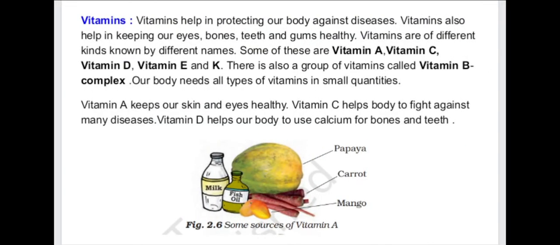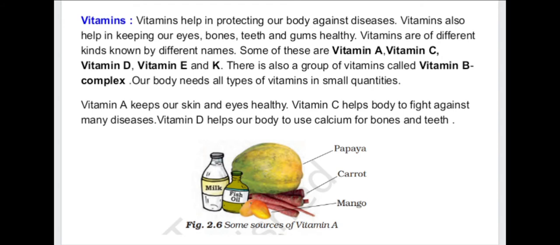And the next nutrient is vitamins. Vitamins help in protecting our body against diseases. Vitamins also help in keeping our eyes, bones, teeth, and gums healthy. Vitamins are of different kinds, known by different names. Some of these are vitamin A, vitamin C, vitamin D, vitamin E, and vitamin K. There is a group of vitamins called vitamin B complex. Our body needs all types of vitamins in the right amount for good health.